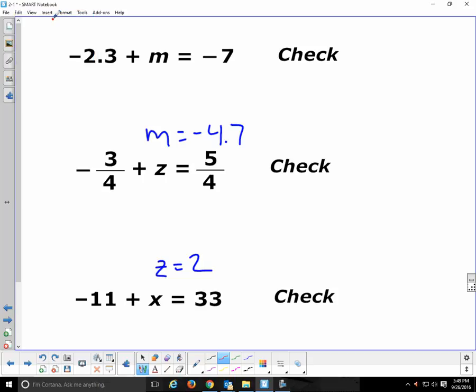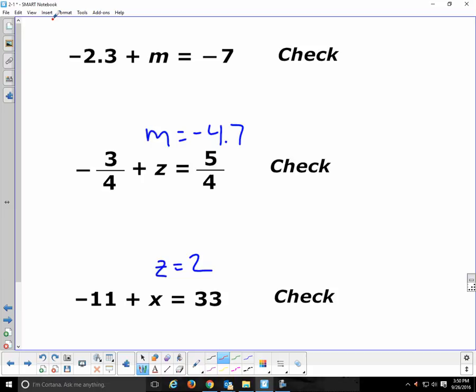If you're looking at this one, you're following directions, you weren't sure how we got one or more of these answers, and you want to see how the work is set up so that you can get it right in the future. So we got negative 2.3 plus m equals negative 7.